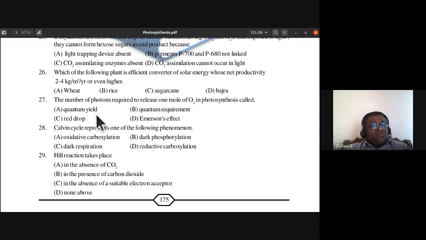27th, the number of photons required to release 1 mole of oxygen in photosynthesis is called, what do you call that? Quantum yield, quantum requirement, red drop, Emerson effect. The number of photons required to release 1 mole of oxygen in photosynthesis is called quantum requirement.